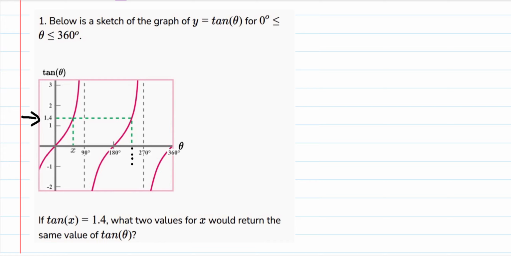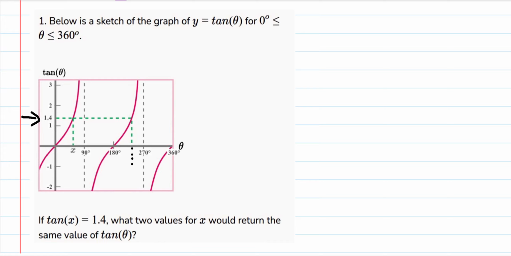Our first question that we can see on the screen asks us this: if tan x equals 1.4, what two values of x between 0 and 360 give the same result? The very first step would be to mark on the graph the equation that we're given, in this case y equals 1.4. Looking at the graph, the line y equals 1.4 crosses the curve twice.